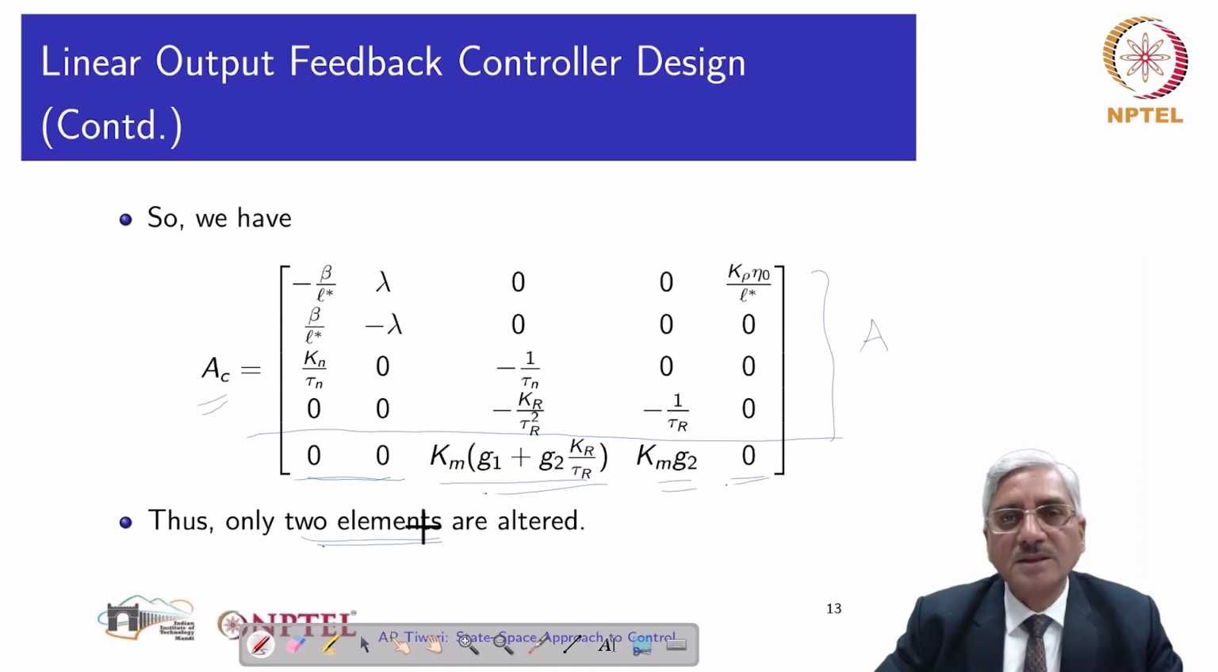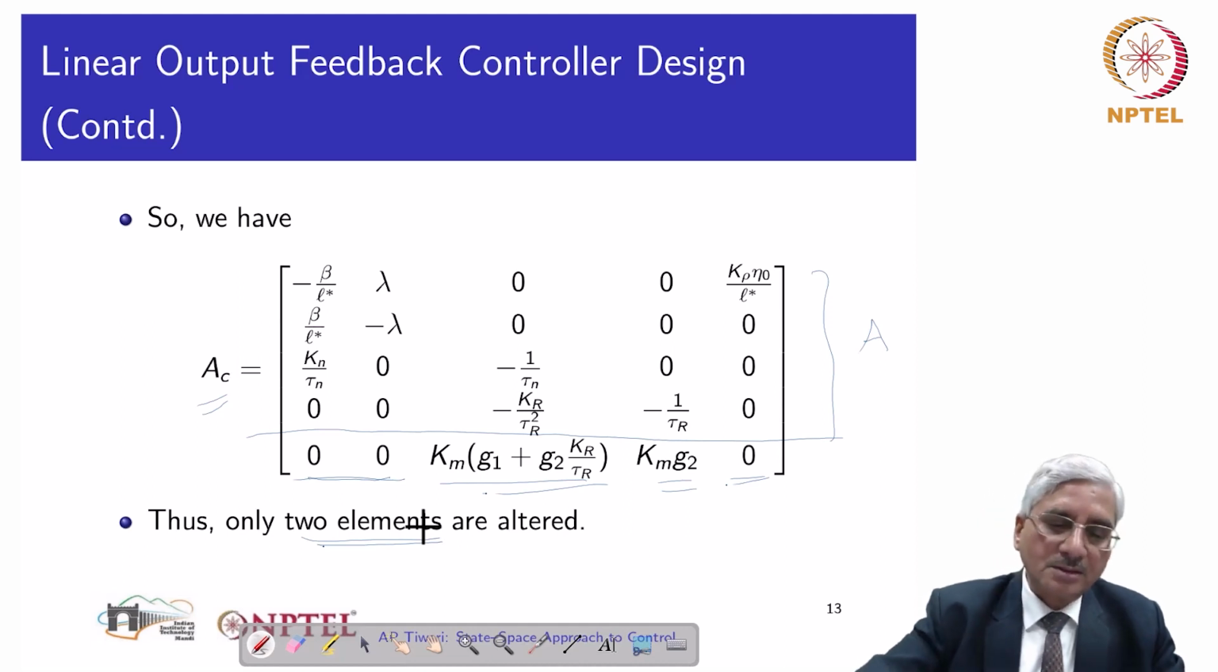Only those two elements are altered, the remaining are unaltered. However, it doesn't mean that the characteristic equation of AC will have only two coefficients changed. Not necessary. Two elements of A changing doesn't translate to two coefficients of the characteristic polynomial being altered. Neither does it mean that only two eigenvalues could be altered. But let us see what happens, at least numerically.